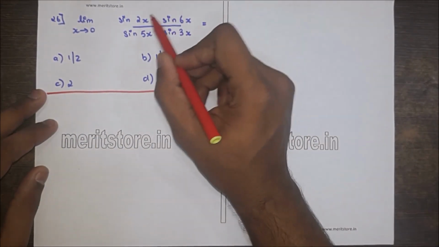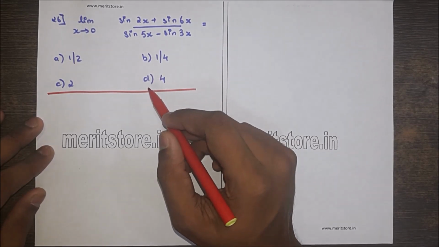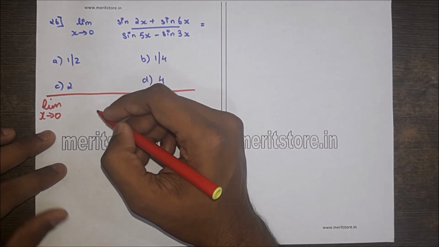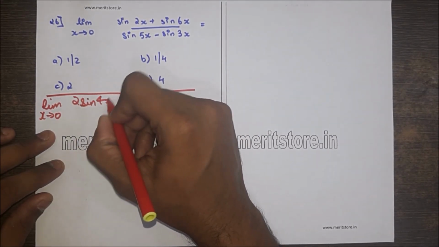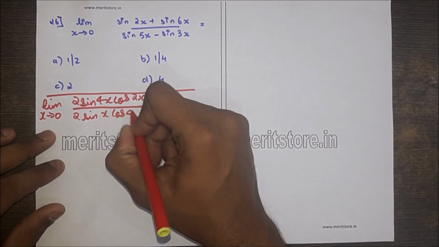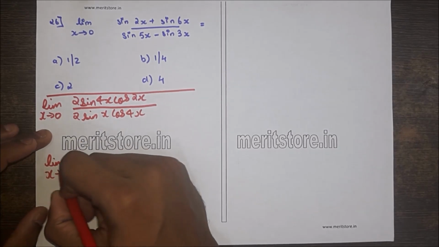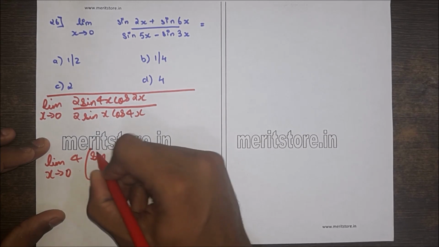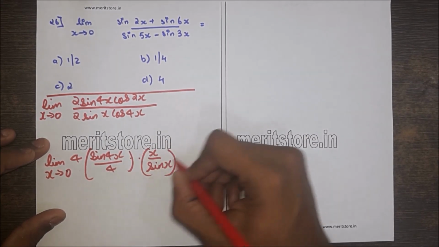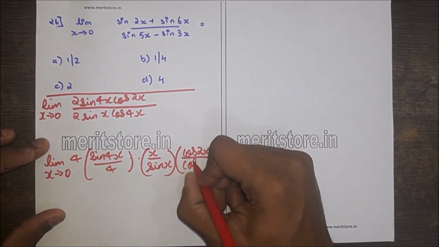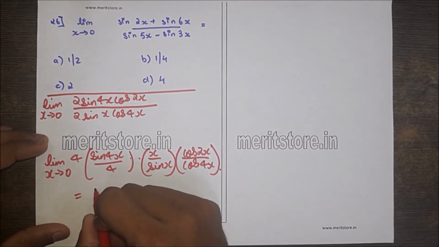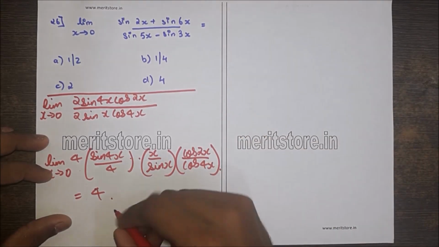What we do first is replace this in terms of sine A cos B. We do that as follows: limit of x tends to 0. Substituting this into the formula for 2 sine A cos B, we get 2 sine 4x cos 2x upon 2 sine x cos 4x, which is limit of x tends to 0, 4 into sine 4x by 4x into x by sine x into cos of 2x by cos 4x. On substituting the limit of x tends to 0, we get this constant 4, which is option D.